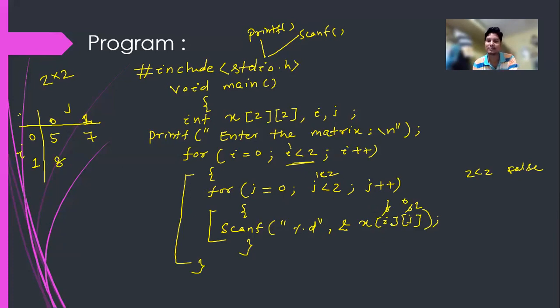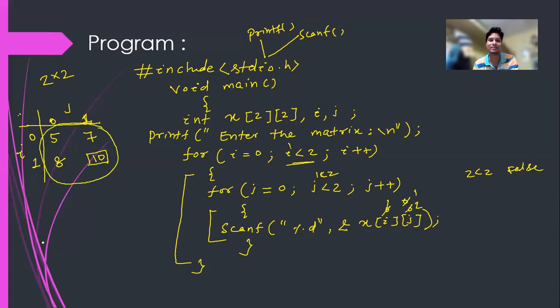Again, this j will be incremented by 1. So j plus plus, 0 plus plus, that means 1. So 1 will be checked. 1 less than 2, is it true? Yes, it is true. So then again I can enter a value in place of x of 1, 1. That means in this location I can enter a value. Suppose I am entering 10 here. So the matrix will be created like this.